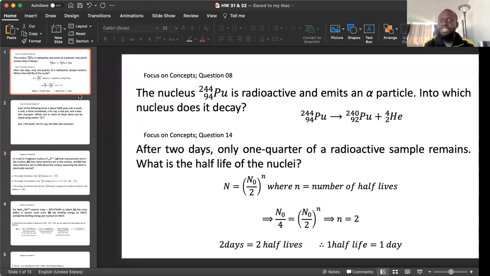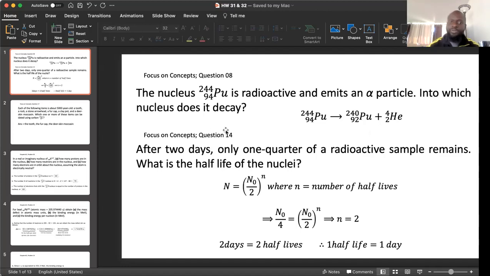So that's the question. When you emit an alpha particle, which is a helium nucleus, you're going to take 4 from the mass number, and then you're going to take 2 from the atomic number right here. So you're going to have 240, 92 left. So the answer of what's left of the nucleus, which it decays into after emitting an alpha particle, will be 240 for mass and 92 for number of protons right here.